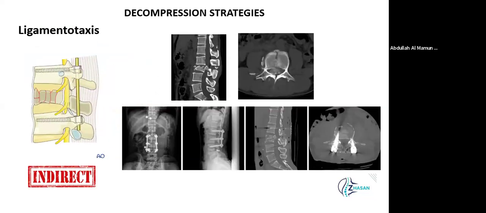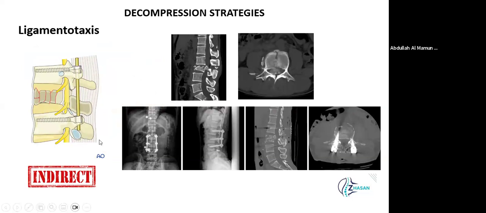So now the decompression strategy, whether you go for decompression or not, I am just talking about what the types are. Whenever we go for surgery, there is some decompression. You have to have some decompression, either indirect or direct. There are two types of decompression: indirect decompression and direct decompression.